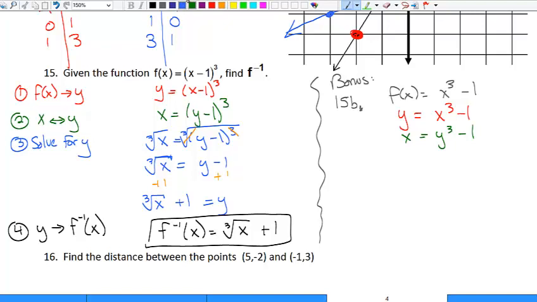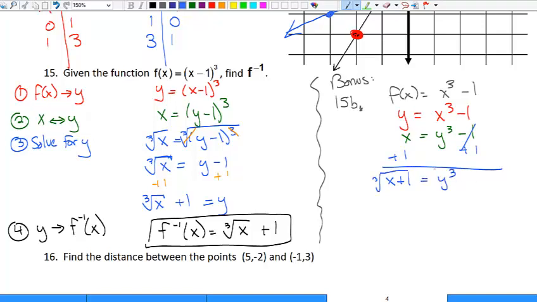This is the place where people get confused versus the first problem versus the second problem. So make sure that you're doing this correctly. On the first problem, I had to cube root both sides first because the cube was on the outside. In this case, the outermost function is the -1. So because that's the outermost function on this problem, I need to add 1 to both sides first, which gets me x plus 1 equals y cubed.